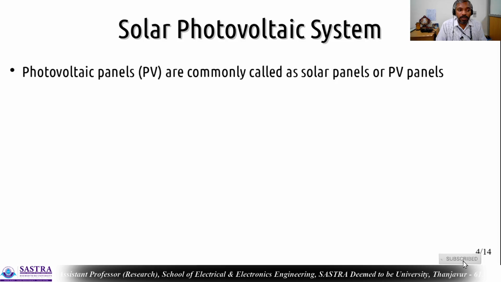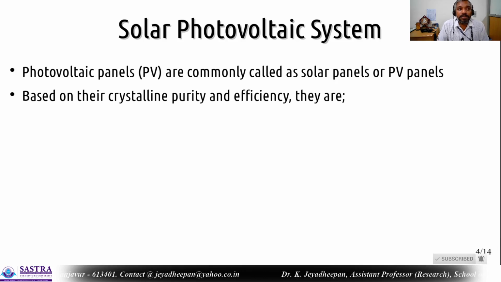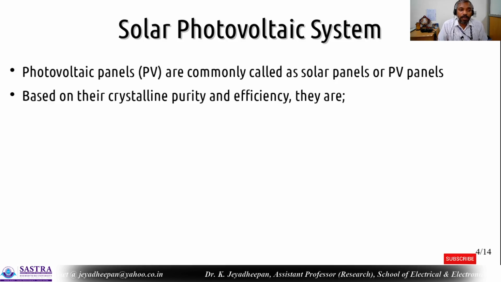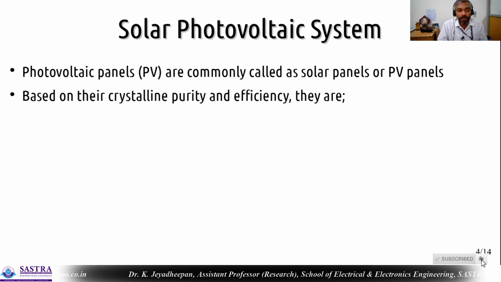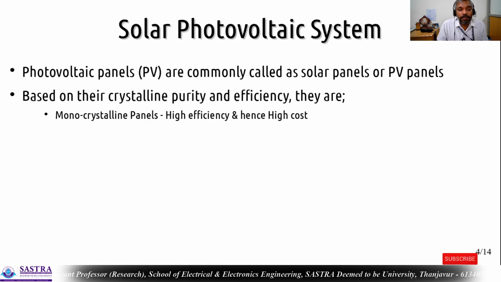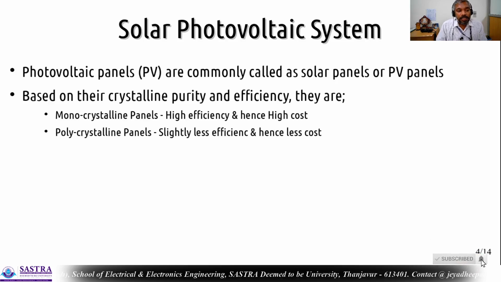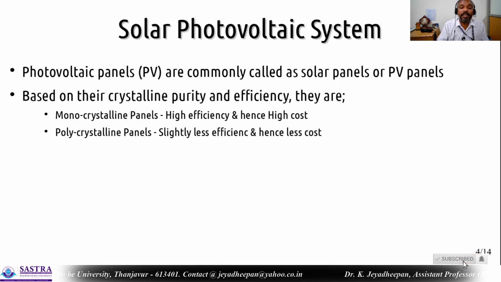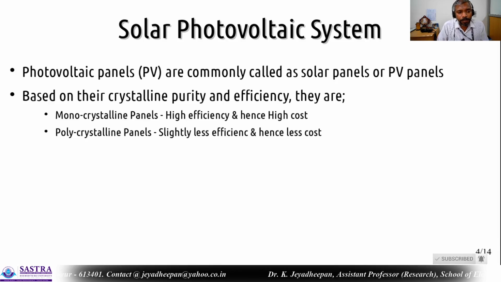If you come to the solar panel, the solar panels are nothing but photovoltaic panels, sometimes called PV panels also. Based on the crystalline purity and also the efficiency, the solar panels or PV panels are divided into mainly two types: monocrystalline panels and polycrystalline panels. The difference between them is that monocrystalline panels have somewhat higher efficiency than the polycrystalline panels.